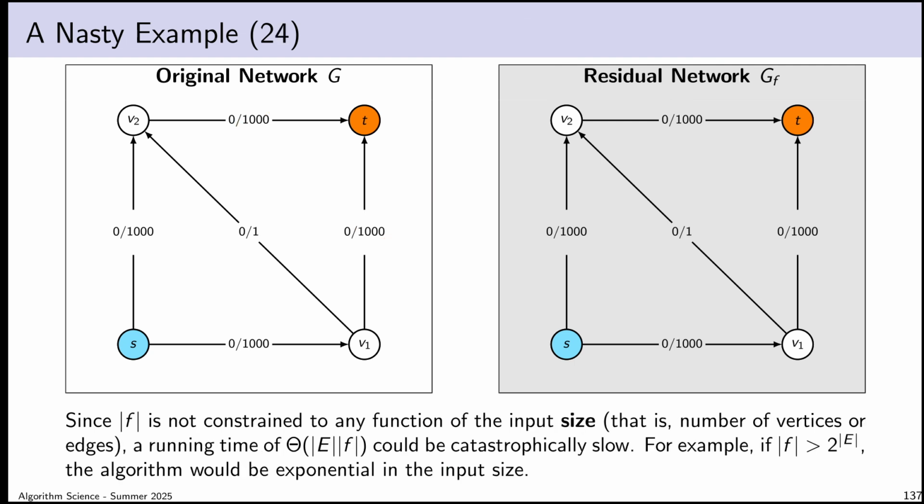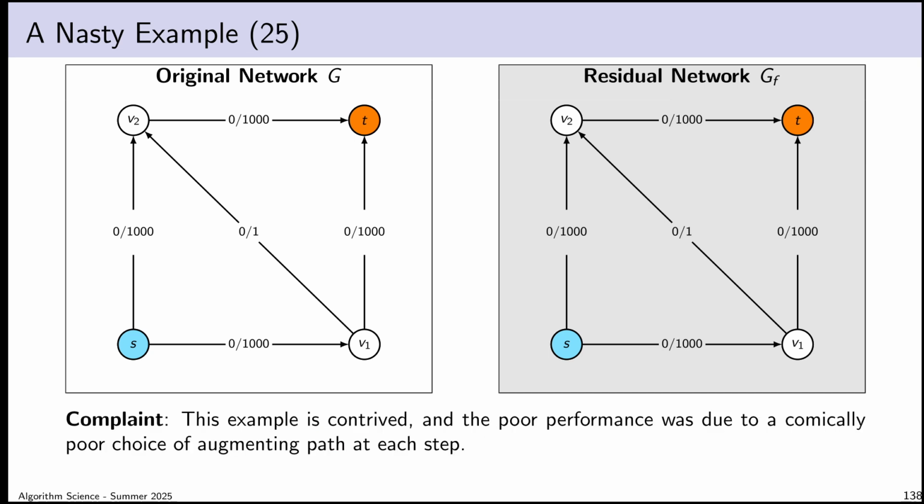So since the value of the maximum flow is not constrained to any function of the input size, like the number of vertices or the number of edges, this is not constrained to be polynomial or even exponential necessarily in the context of the input size. It could be catastrophically slow. So if the value of the maximum flow is something like exponential in the number of edges, well, then the algorithm would be exponential in the input size.